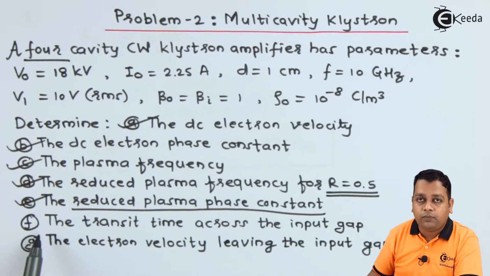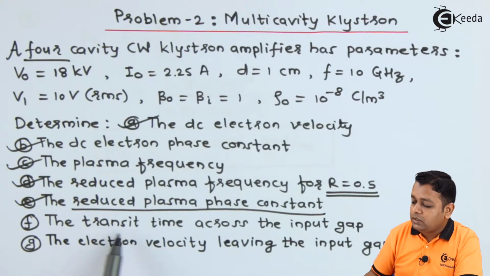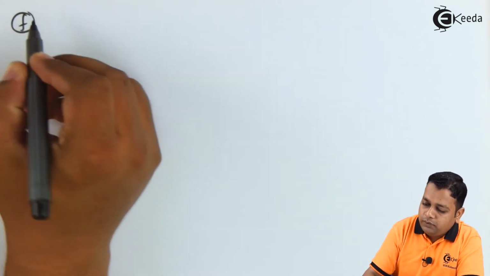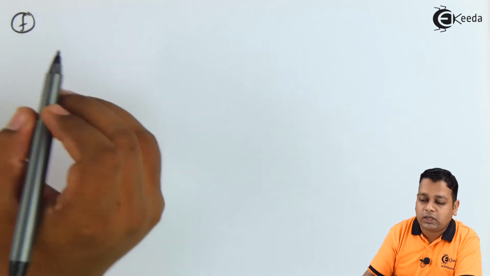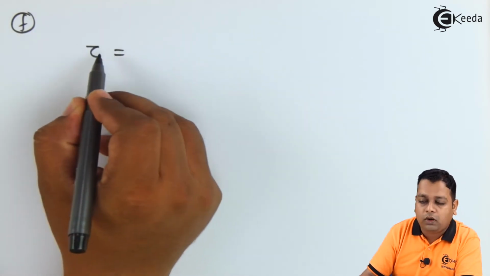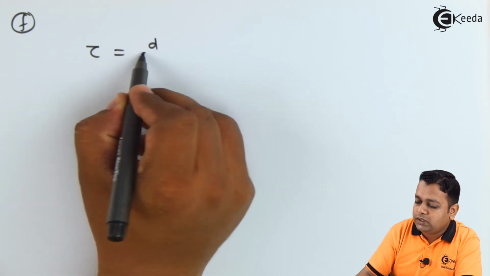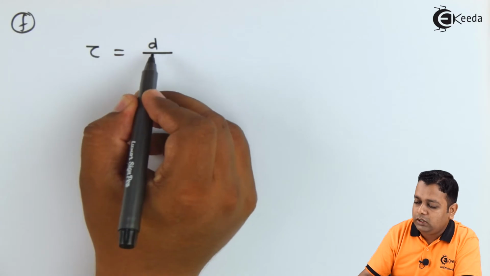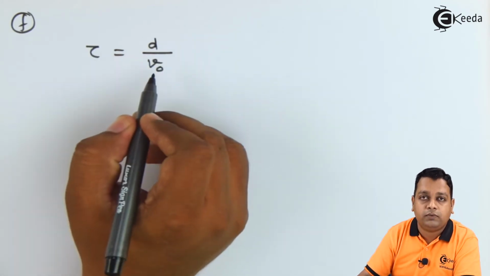Now in part F, we require the answer for the transit time across the input gap. Transit time is the time taken by the charge carrier to travel from one place to another, which we generally denote by the symbol tau. So for part F, the transit time across the gap we put as tau, and as the gap spacing is small d, it is the distance covered divided by the velocity of the electron, v0.